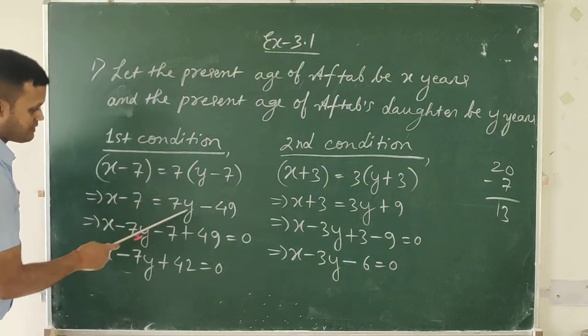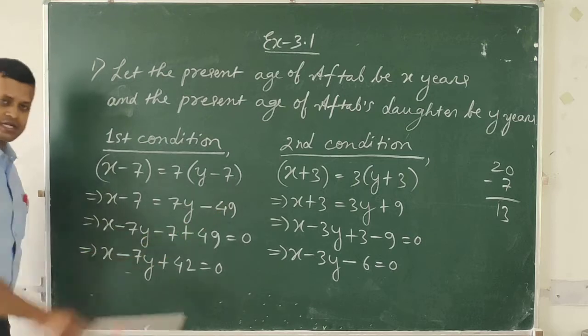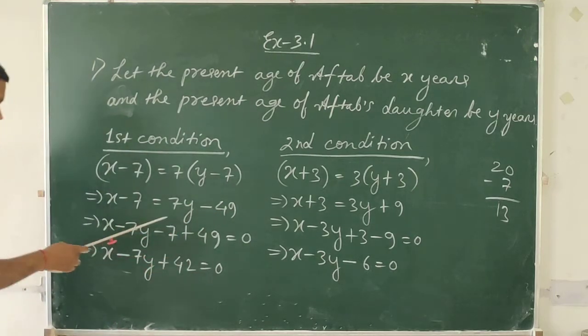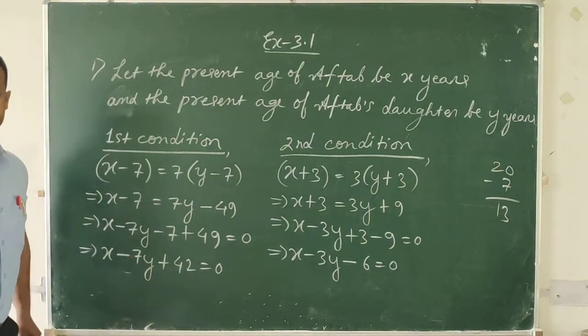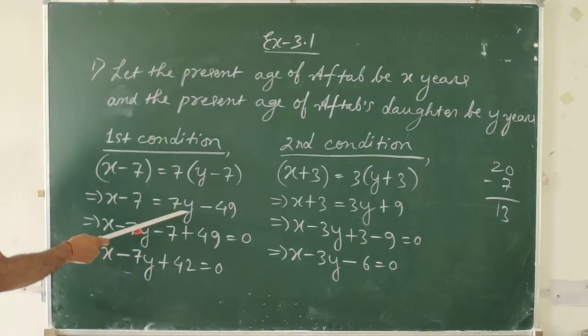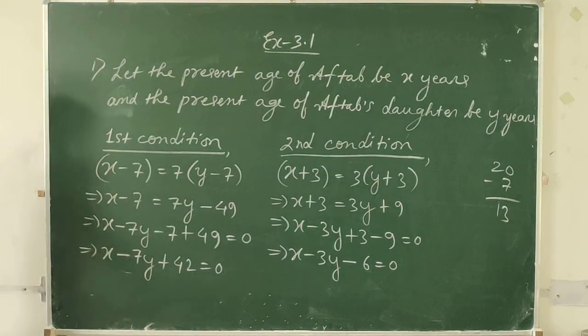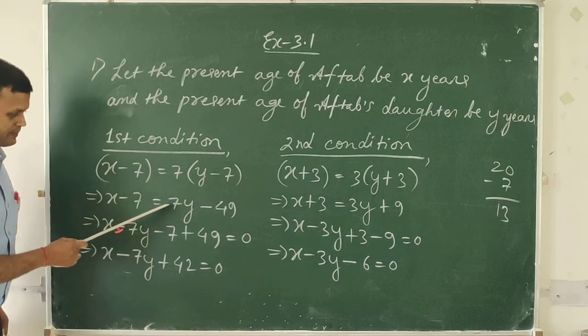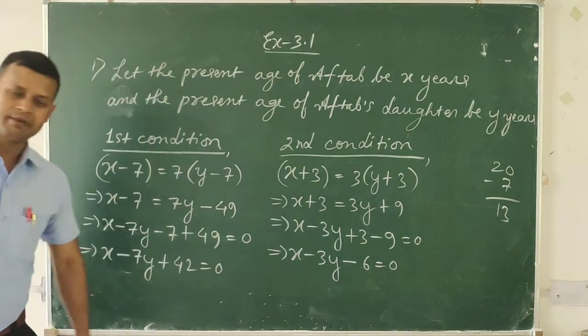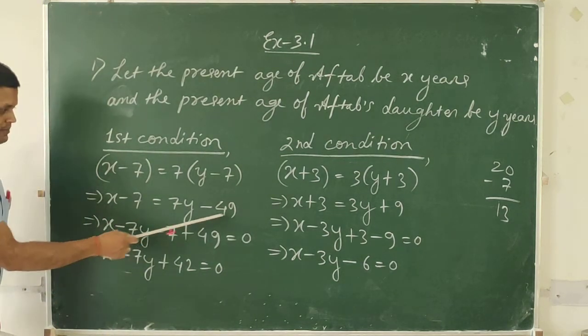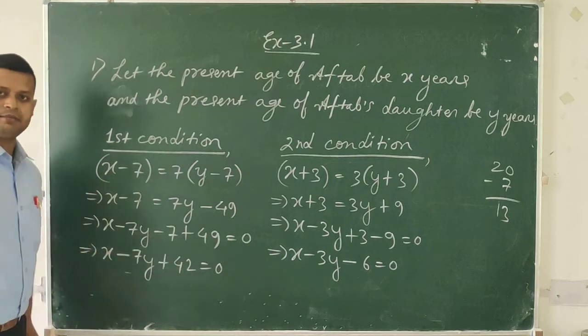7 into y will become 7y minus 7 into 7, which is 49. Now see here, this 7y is positive on this side. If you bring it to the left hand side, it will become minus. Here is plus; if you bring it to the left side, it will become minus. And minus 49 here, if you bring it to the left hand side, it will become plus.